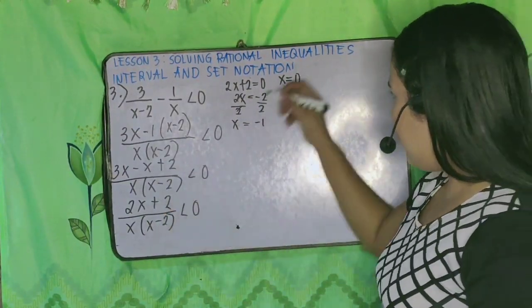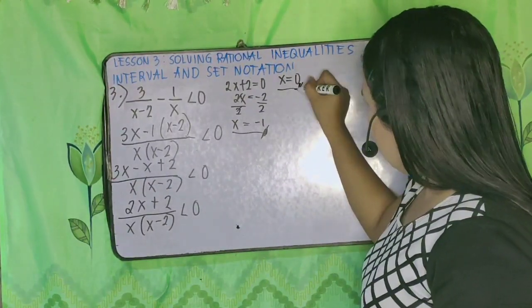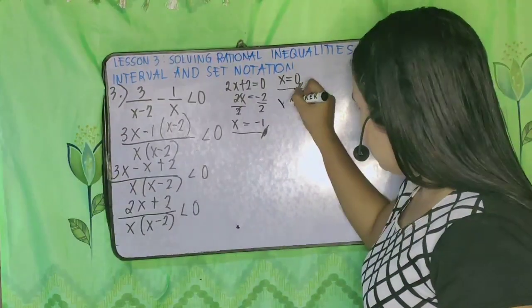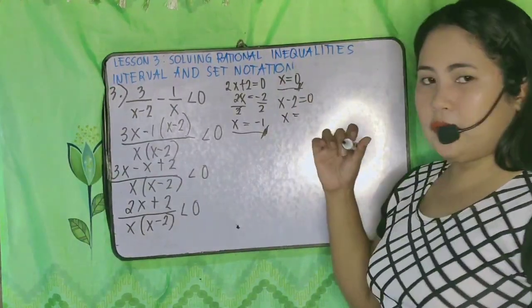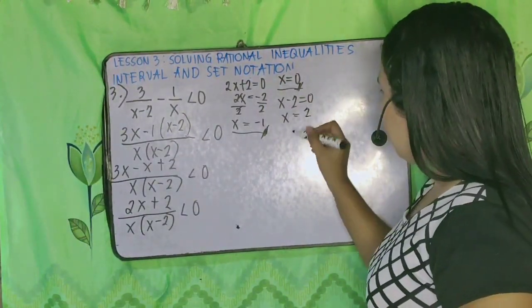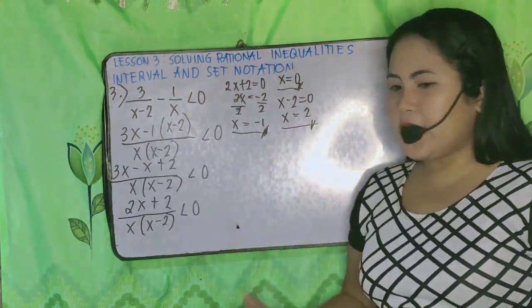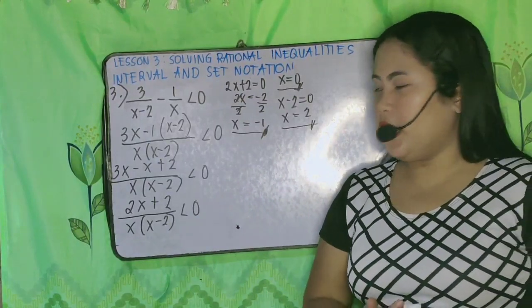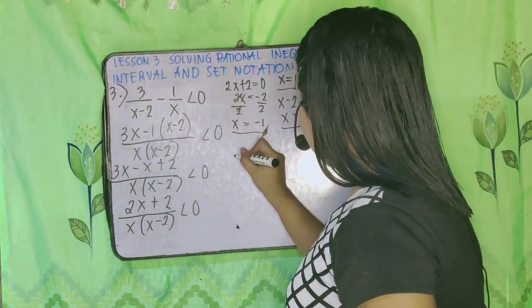Okay? So next is x minus 2. We equate it to 0. So, x, transpose negative 2, so it becomes positive 2. So, this is our next. Okay, so, step number 3, find the intervals. Okay, so we will now find the intervals.